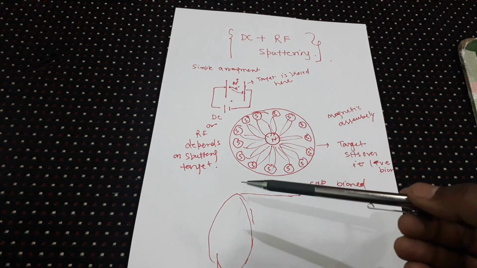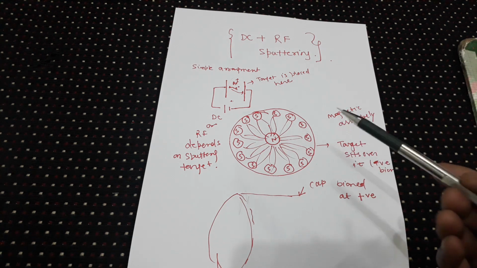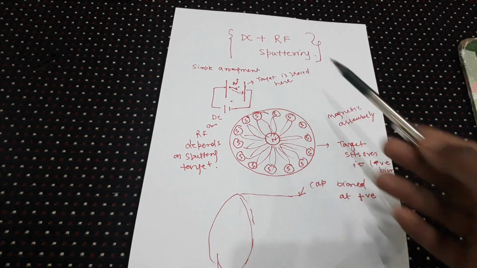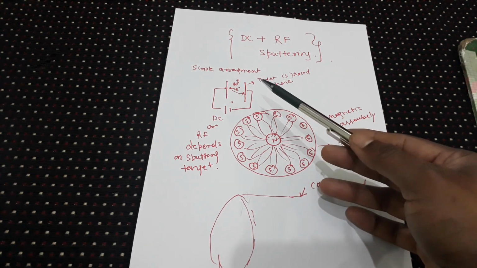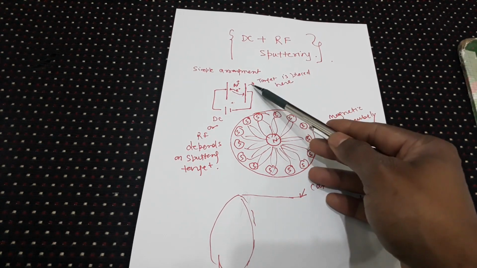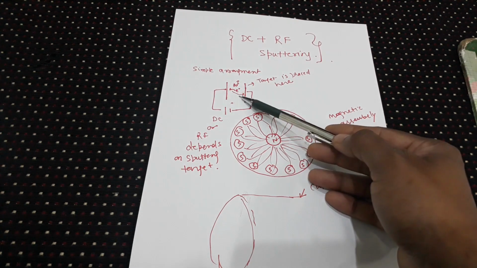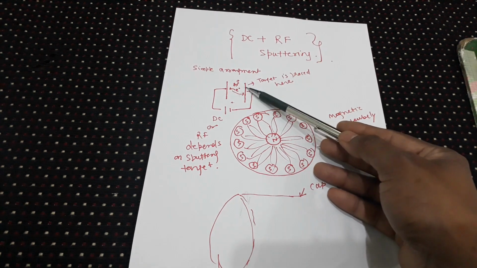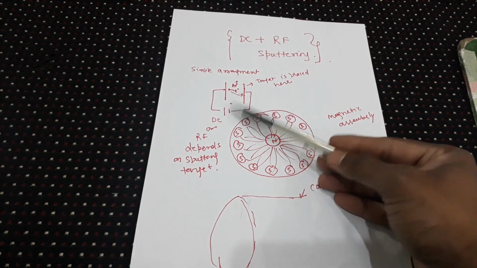Now why DC, why RF? For example, you have some aluminium oxide or something which is an insulating material. After some time there will be charge developing. You have to dissipate it, because argon is going there and getting neutralized, imparting positive charge, so the target becomes positive, and after that argon positive cannot go and touch it because there will be electrostatic repulsion. So what you need to do is reverse the polarity, and it has to happen so fast.